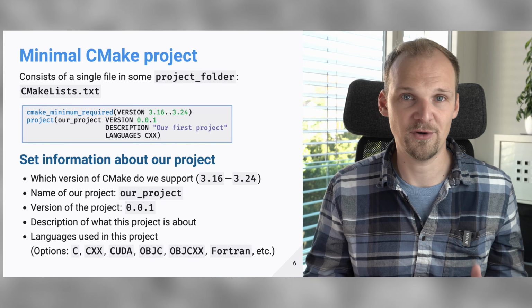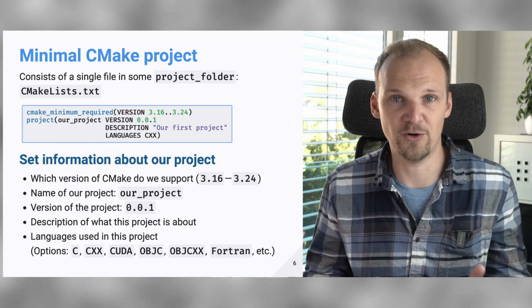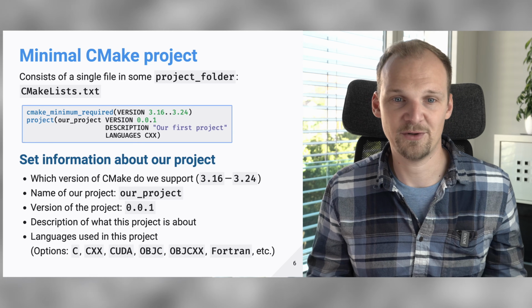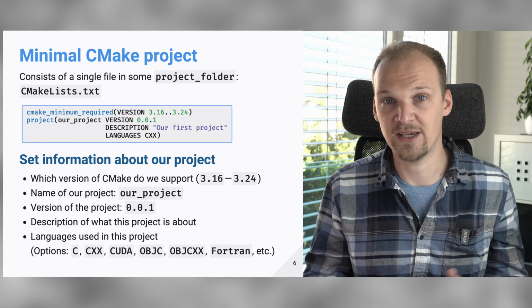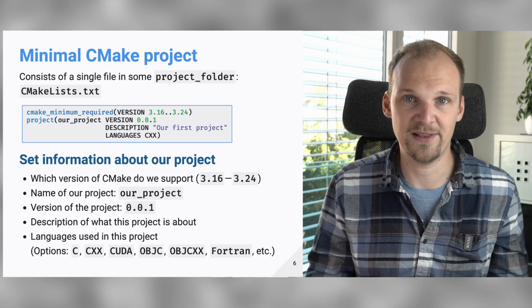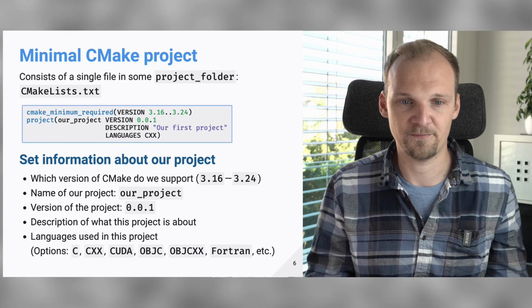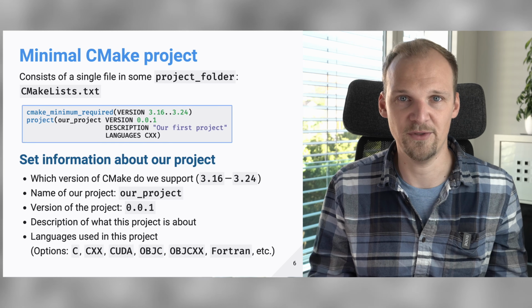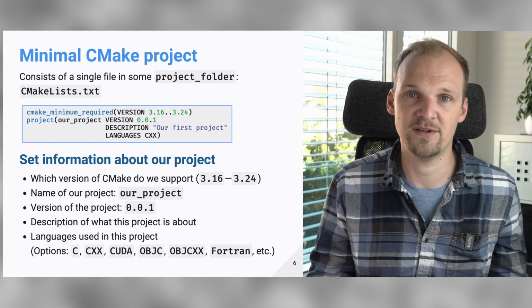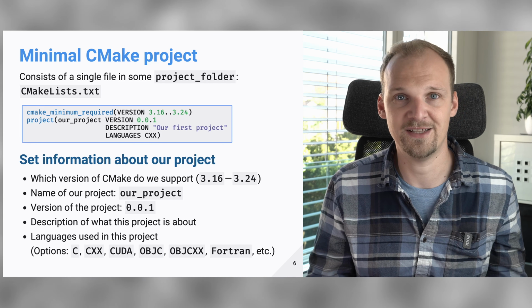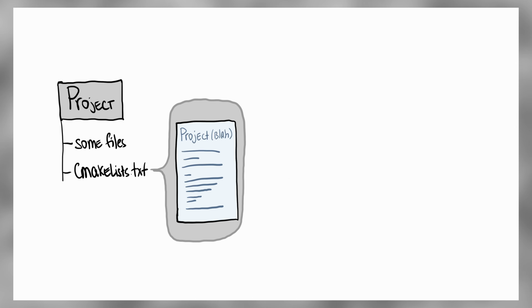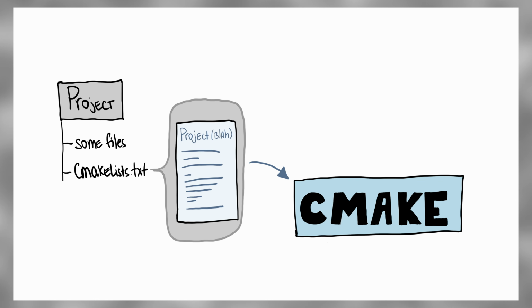The second command that you have to call is project, where you basically define the project that you are building, and it has to have a name, it has to have a version, it can have a description, and you can also provide languages which you're using, so something like CXX for C++ or C for C. And there is a bunch of other languages out there that you can use. But if you leave it empty, by default it's going to be C and C++. So now that we have this file defined, let's look at how can we run CMake with this file. So having a project with just a CMakeLists.txt file, we can pass the folder with this file to the CMake binary.